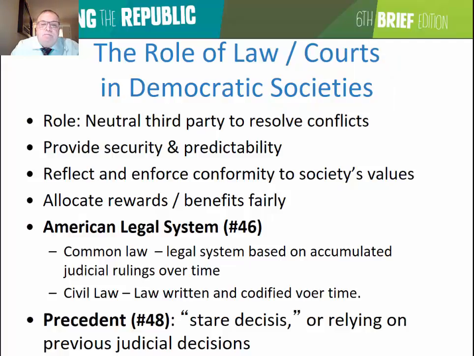So here we go. What is the role of law and courts in our society, particularly a democratic society? It's the neutral third party that helps us resolve conflicts, provides security, predictability, conformity, a safe playing field, allocates rewards and benefits fairly. The American legal system, number 46, is really made up of two things: common law, which is law based upon the accumulated judicial rulings over time, sometimes called judge-made law, and then civil law, the law that is written by legislators and codified or written down over time.